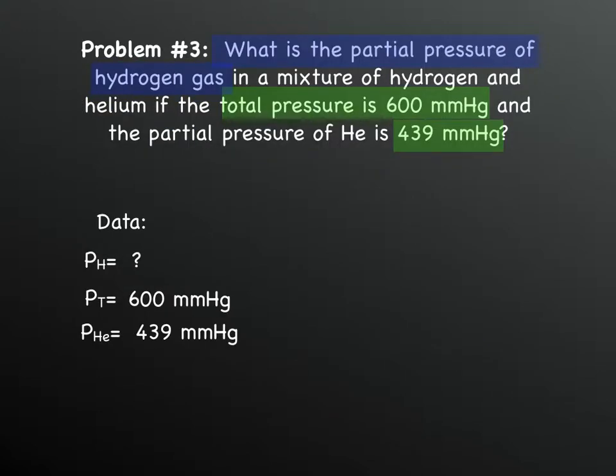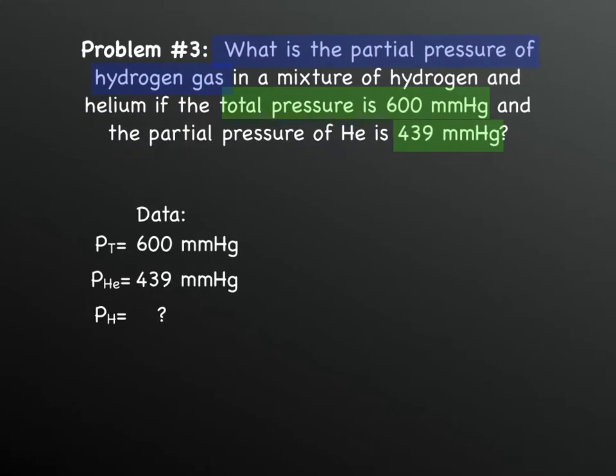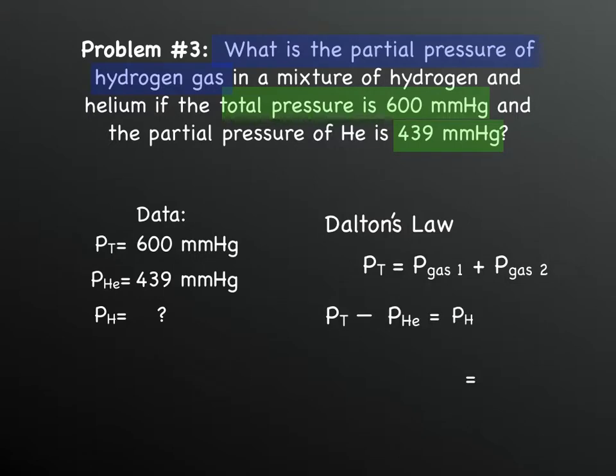Problem number 3. Once again, this is where we gathered the data last time. We looked at our equation and decided it's going to be Dalton's law, and wrote down our equation. We're going to rearrange the equation so that our unknown is on one side by itself. We're looking for the pressure of hydrogen here, so to get that, we take the total pressure minus the pressure of the helium. Remember, what you do to one side of the equation, you have to do to the other.